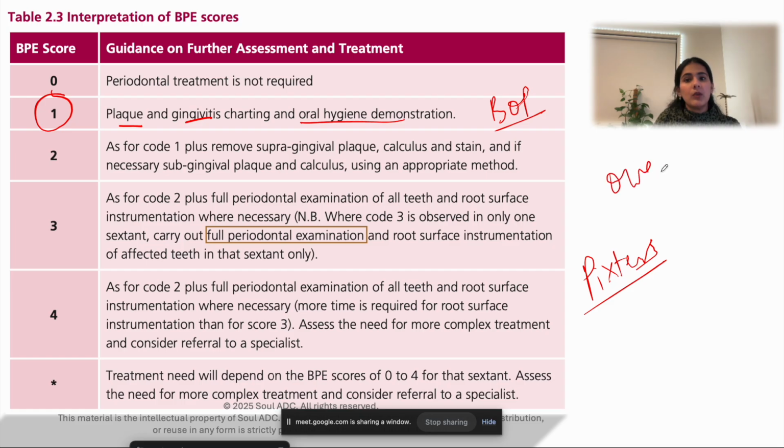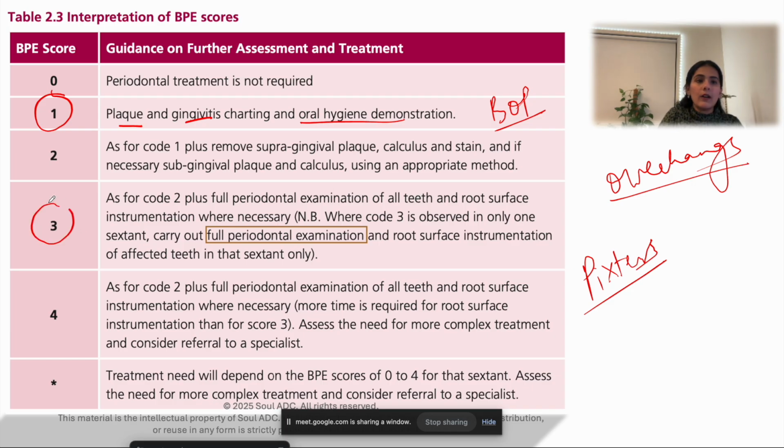If there were overhangs, we are going to correct them by correcting the restoration, if there is one. If there was calculus, we are going to remove that calculus. Because here the patient has supragingival plaque and calculus, we can do the treatment, we can use our scalers and clean that. And if there is subgingival calculus, we can clean that as well.